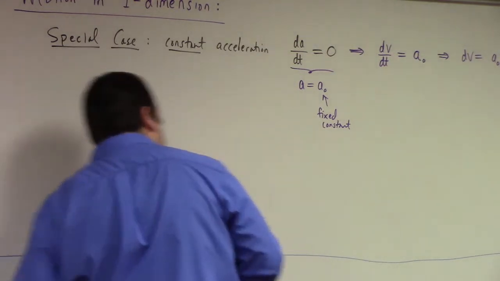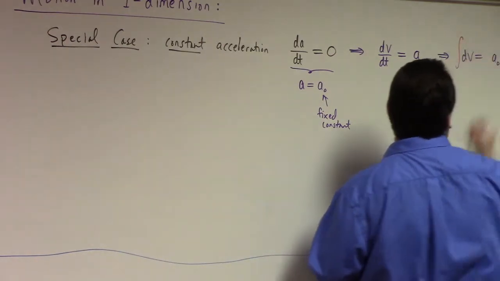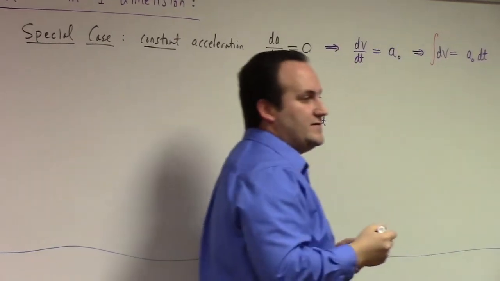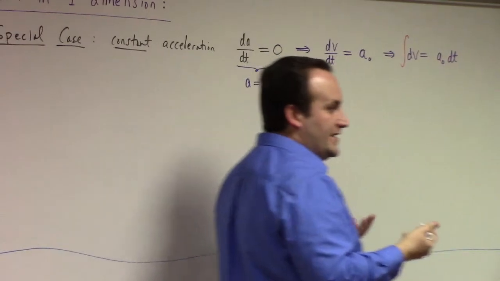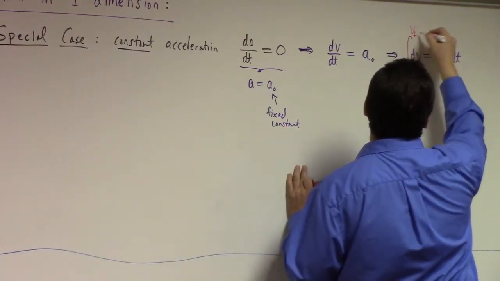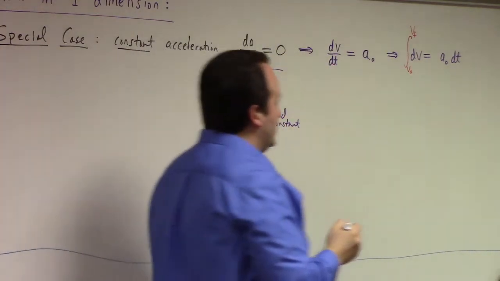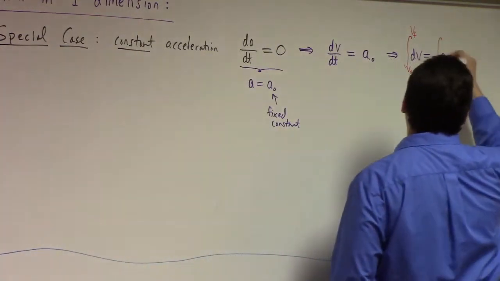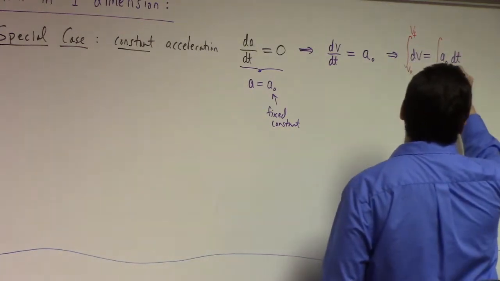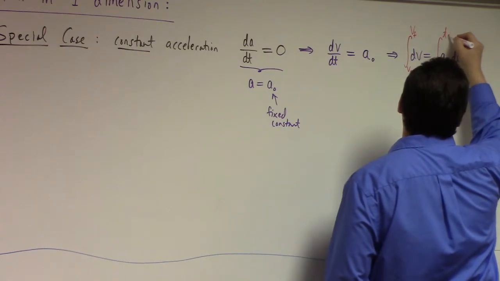And so, let's see here. So I will integrate, and to be fair, I have to integrate over matching bounds. All right, so v should be integrated, say, from v naught to vf, the initial velocity to the final velocity. So to be fair, I have to integrate the other side with respect to the matching bounds for time, say from time naught to final time, tf.